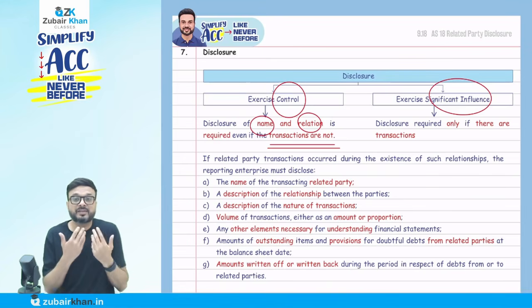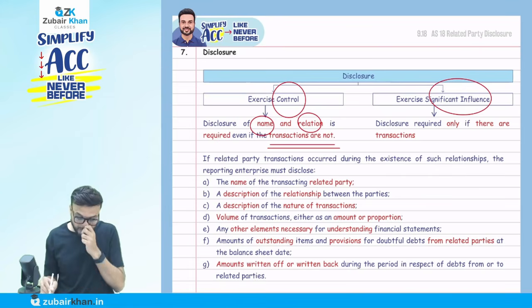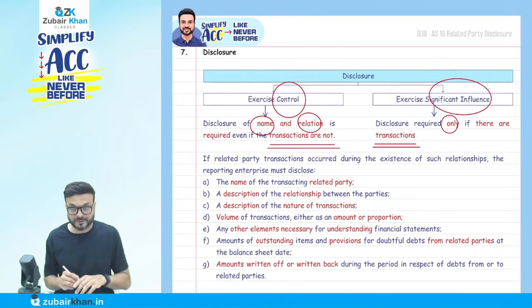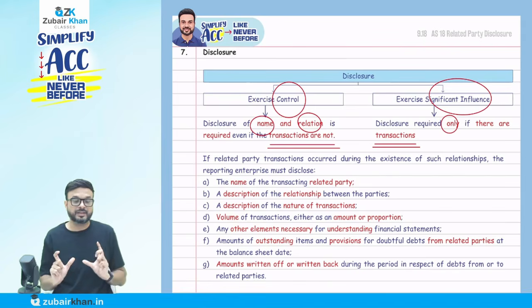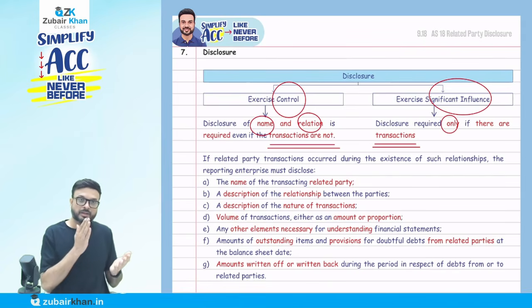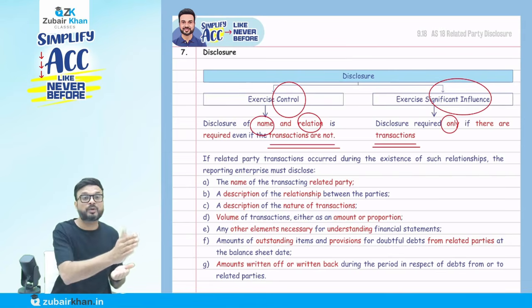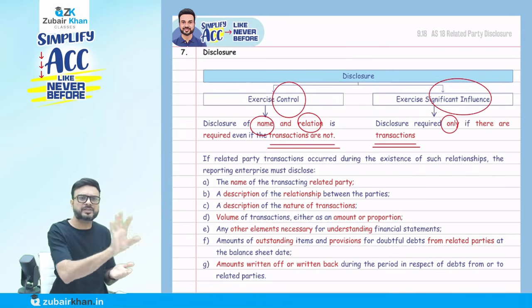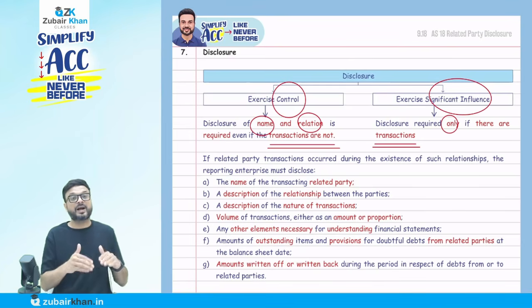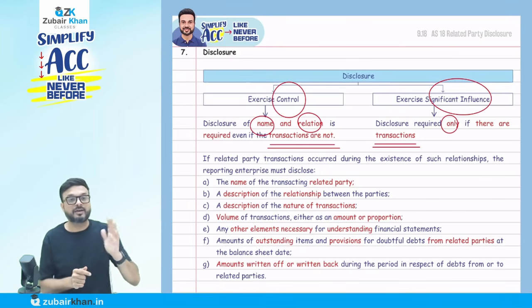But if I have significant influence, I have to disclose only if there are transactions. Understand the difference here. If I have control, I have to disclose the name and relationship even though I don't have a transaction. If there is a transaction, obviously the transaction should also be disclosed. But if I have significant influence, we have to disclose only if we have a transaction.